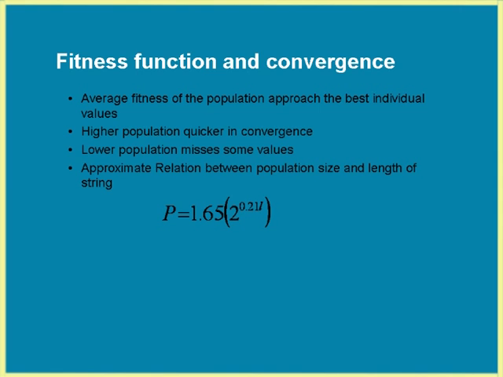This is an approximate relationship between the population size and the length of the string. If your length of the string is very large, you need a large population for mixing it thoroughly. If I have 100 chromosomes and only 2 in the population, then it takes longer time for me to mix it. If I have 100 chromosomes and 100 population, then very easily the chromosomes can get mixed up. So the population size and the length of the string are related.